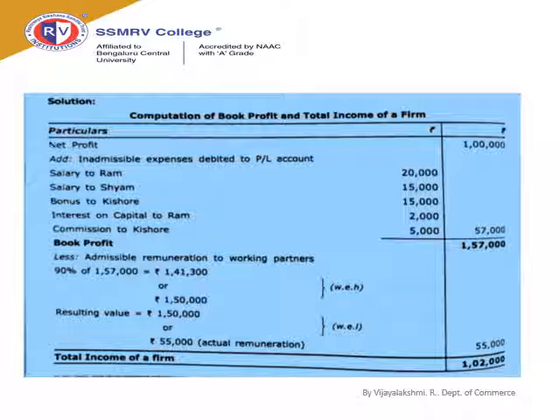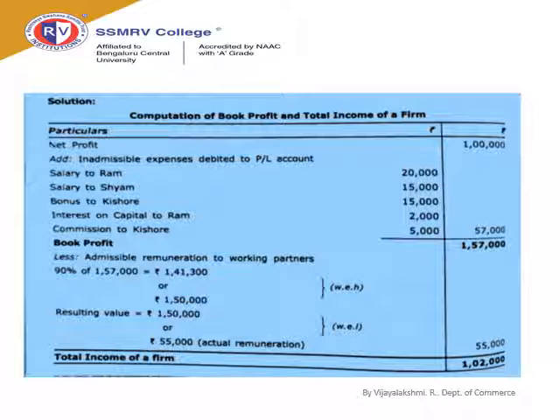That 1,50,000 is compared with the actual remuneration paid to the partners. Actual remuneration paid to the partners are nothing but salary paid to Ram, salary paid to Shyam, bonus to Kishore, commission to Kishore. These are the items which will be taken. I repeat, salary to Ram, salary to Shyam, bonus to Kishore, commission to Kishore. All these items will be taken into consideration, which comes to around 55,000. So 1,50,000 or 55,000, whichever is less will be considered for admissible remuneration.